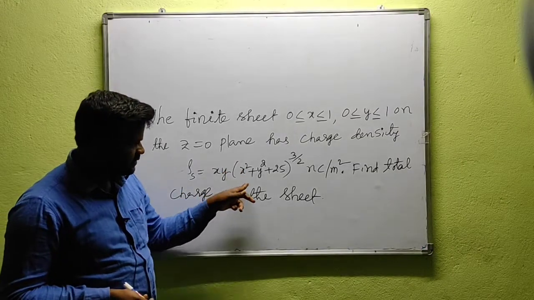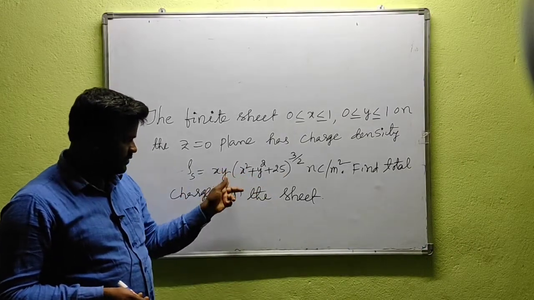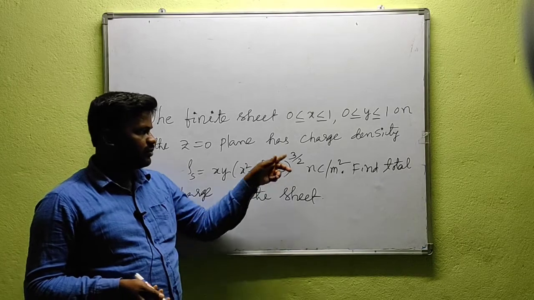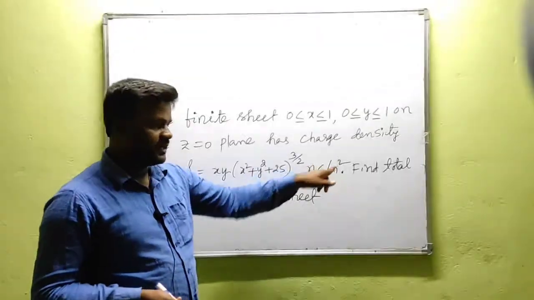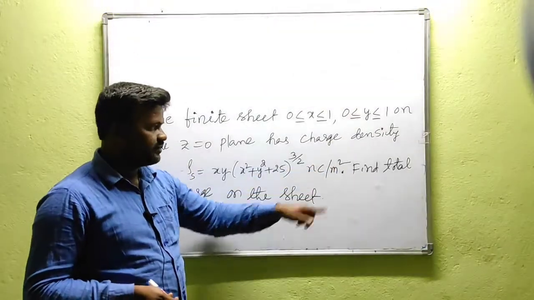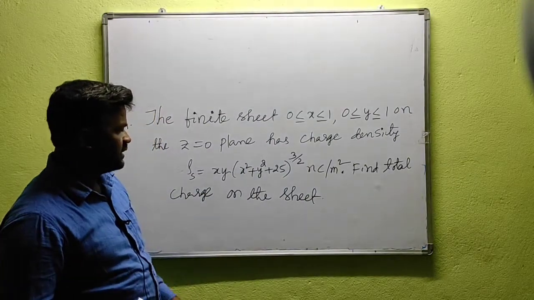Rho s is xy into x square plus y square plus 25 whole power 3 by 2 nano coulombs per meter square. Nano, it is nano coulombs per meter square. Find the total charge of the sheet.